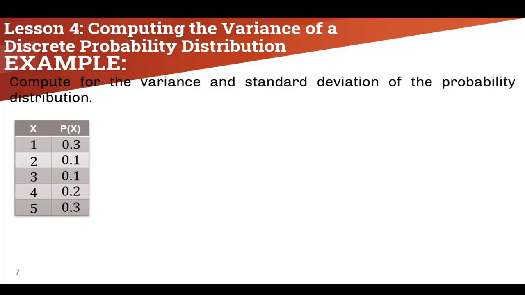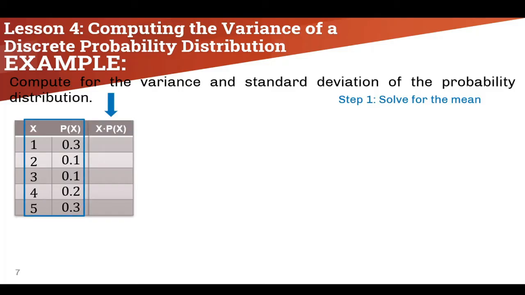Ngayon, paano natin kukumputin yung variance at standard deviation? Ano-ano ba yung mga steps, sir? Una, we solve for the mean. Paano ulit tayo mag-solve ng mean? Gagawa tayo ng column sa kanan, at mumultiply natin yung dalawang magkatabi, the random variable and the probability. 1 times 0.3, 0.3. 2 times 0.1, 0.2. 3 times 0.1, 0.3. 4 times 0.2, 0.8. 5 times 0.3, 1.5. Very good.